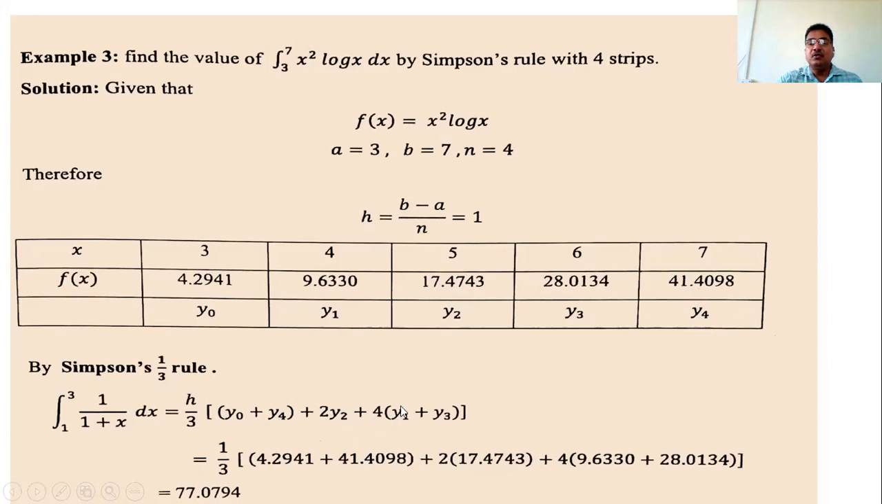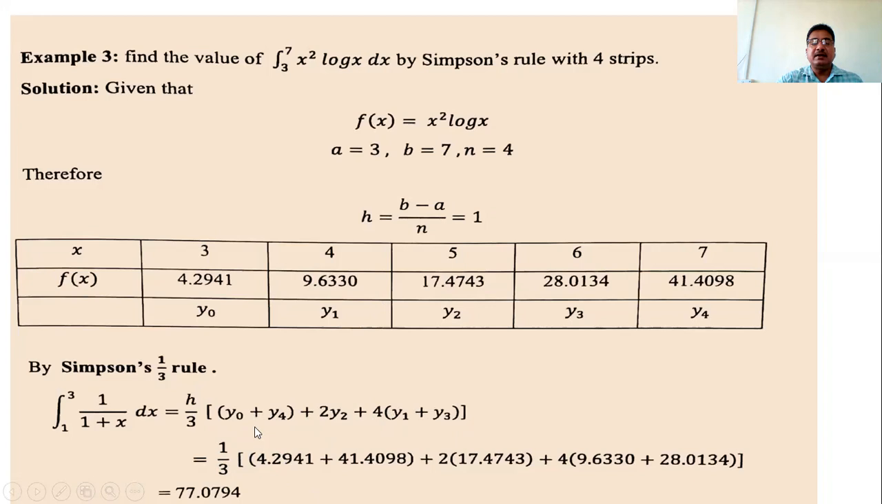Then 4 in bracket, addition of the values of y whose suffixes are odd, except first and last. So what are those? Y1 and y3. These are the values of y with odd suffixes, 4 times. So this is Simpson's 1/3 rule: addition of first and last plus 2 times even suffix plus 4 times odd suffix values of y. And then 1 by 3, and the value of h is 1.